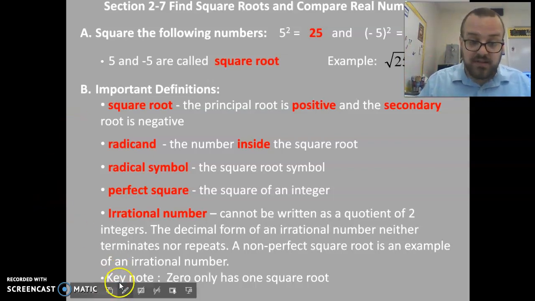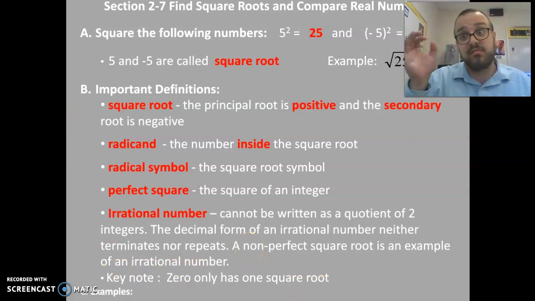One little note to keep in mind here is that 0 only has one root. The root is 0, okay? So when you see 0, there is no principal and secondary root.